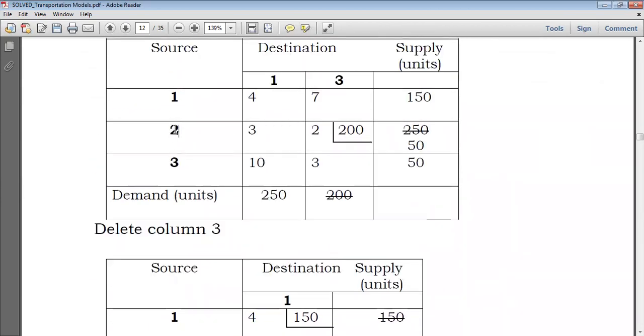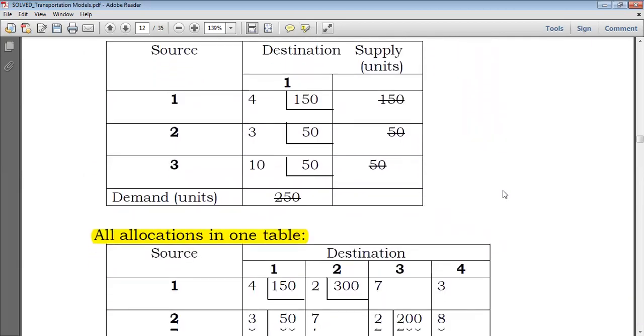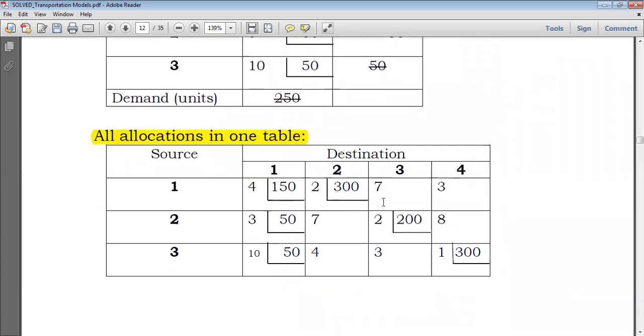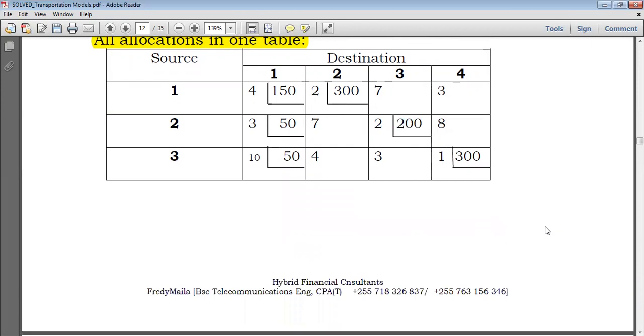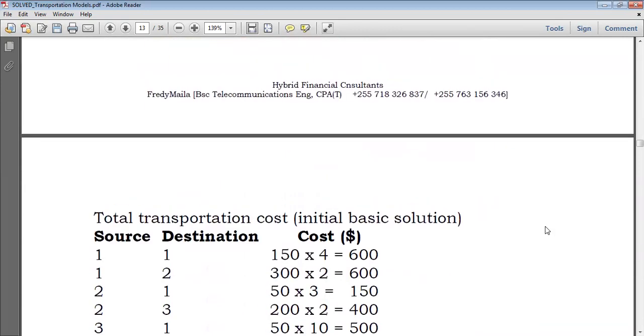For example, here, from source 2 to destination 3, it's 200. Source 2 destination 3, 200, and the rest. So this is just a summary. So after having this summary, you can just go on and compute the cost, just like this.